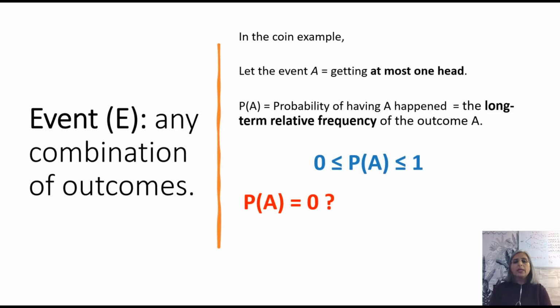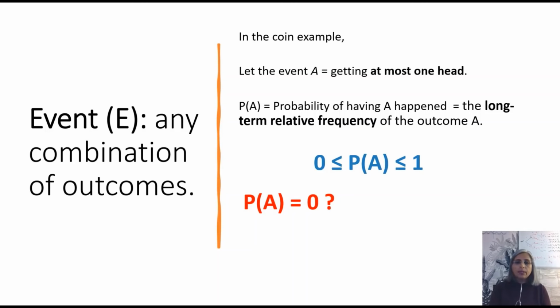So when we talk about a 0% chance, we talk about the probability being 0, and when we talk about a 100% chance, we talk about the probability being 1. So the probability always stays between 0 and 1.